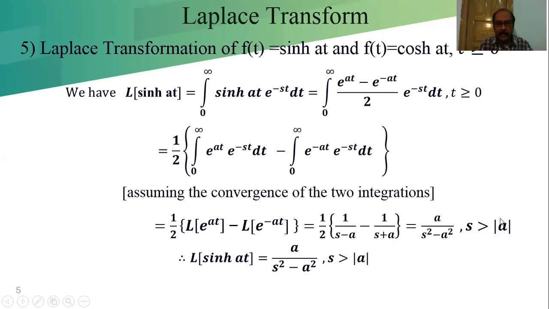Here s is greater than mod a, that means minus a less than s less than a. So the Laplace transformation of sinh t equals a by s squared minus a squared, where s is greater than mod a. Previously, in lecture class 31, we already learned the Laplace transformation of sin at and cos at.